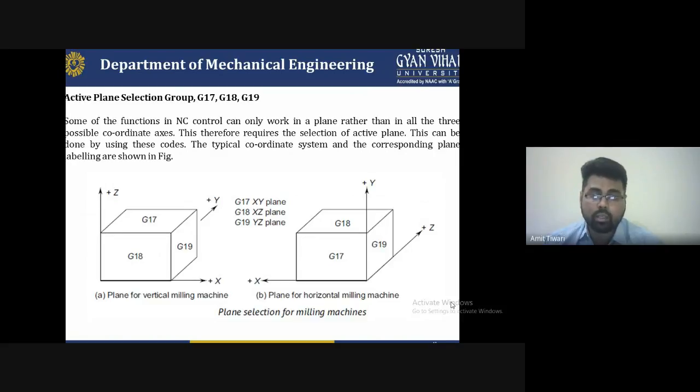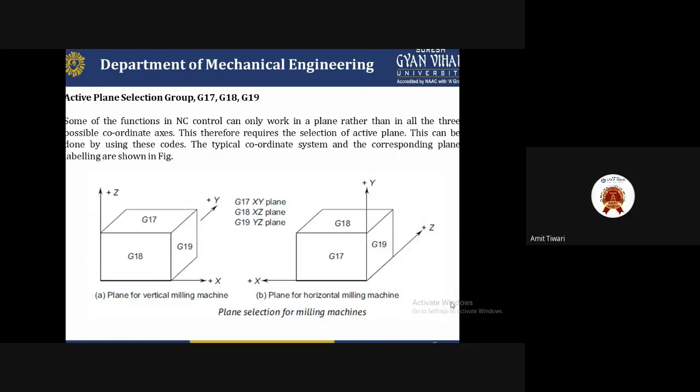So it will help to select the coordinate, which was not possible earlier when working with the three-dimensional axis. Okay, so it will help you understand this type of section. It will help us to select the plane as per our desire, as per our requirement. So this type of plane will be useful for that. So G19 indicates the YZ plane.